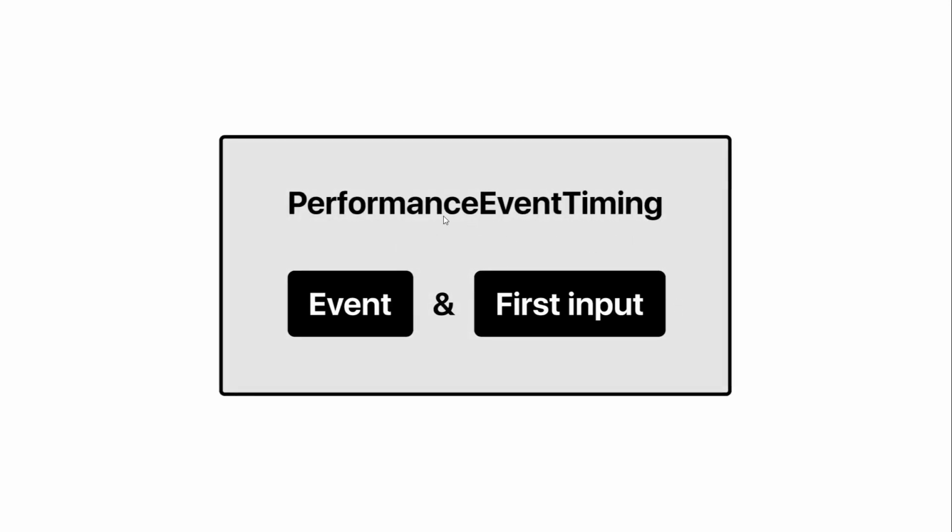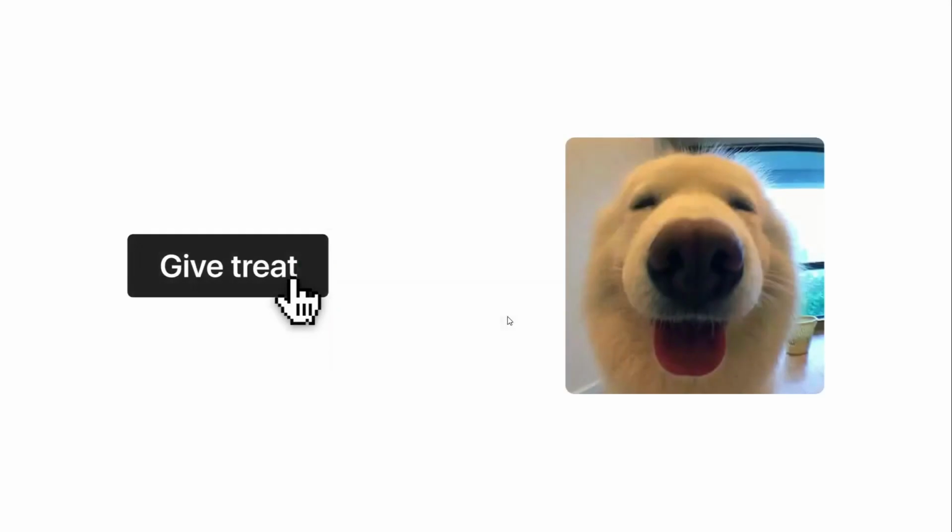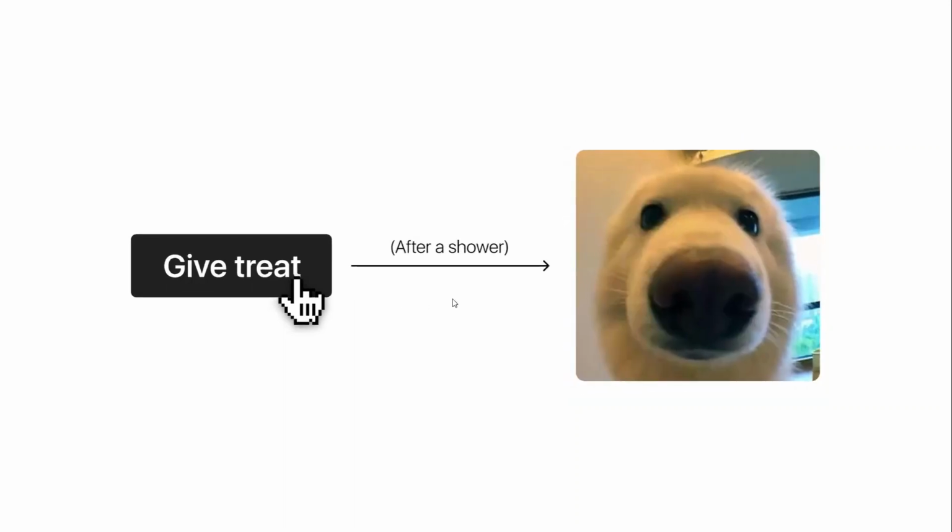Now the second and the third entry types, event and first input, are somewhat similar. They are both instances of the performance event timing interface, and they both deal with latency triggered by certain user interactions. So you'll get the event entry type anytime there's a delay in handling an event. So for instance, say I have a button and this button has a click event handler. Now if there's a blocking task inside this event handler, then it's going to take a while to resolve it, which ultimately creates a delay.